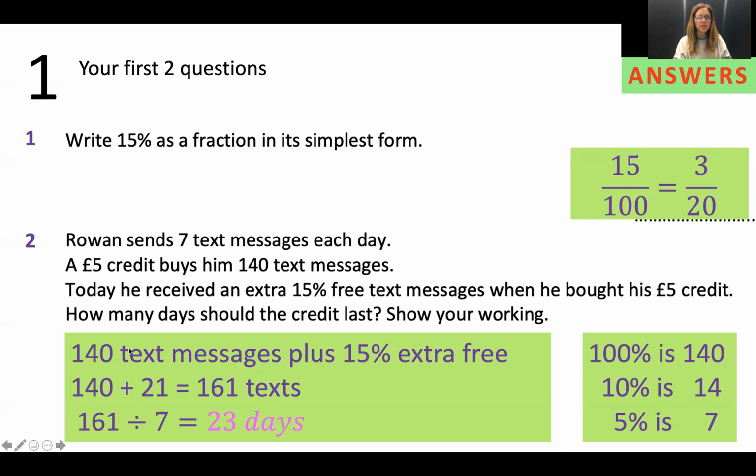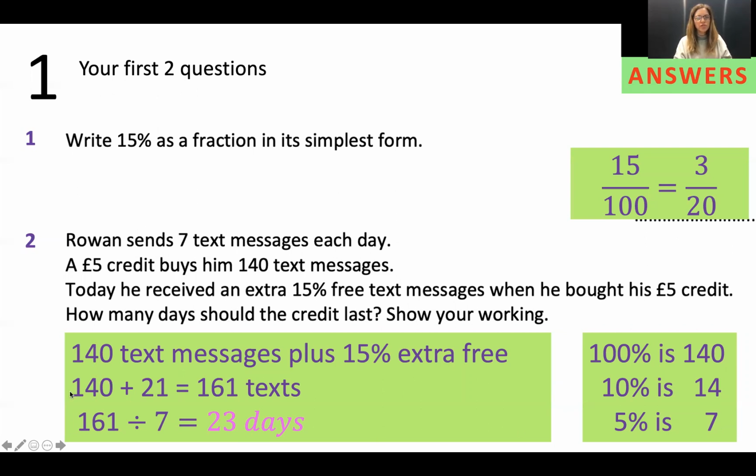Next question. So we can get 140 texts for £5, but we get 15% extra free. Now, there's many different ways you can work out 15%, but one way to do it is you know that the whole amount, 100%, is 140. So 10% is 14, 5% is half of that, is 7, and then add the 10 and 5 to get 15%. 14 and 7 gives me my 21.